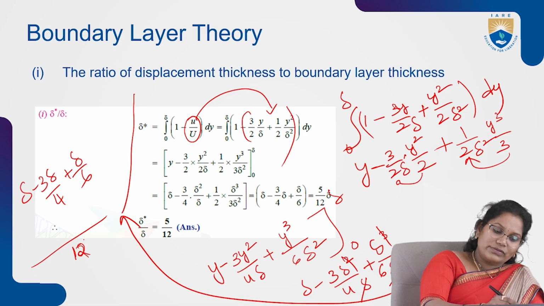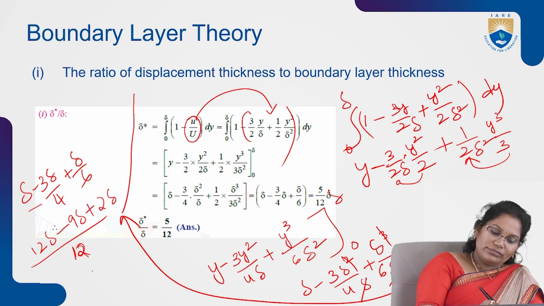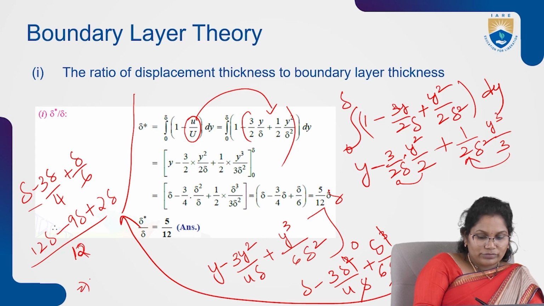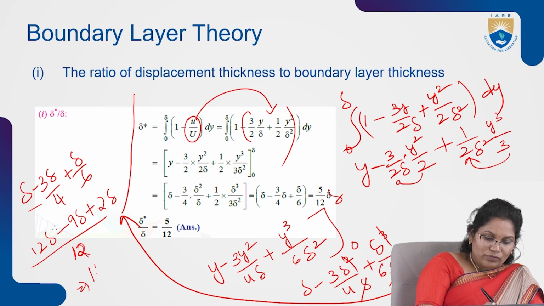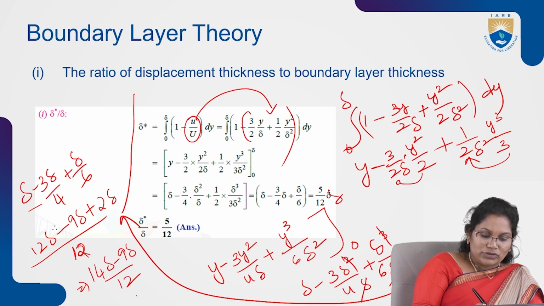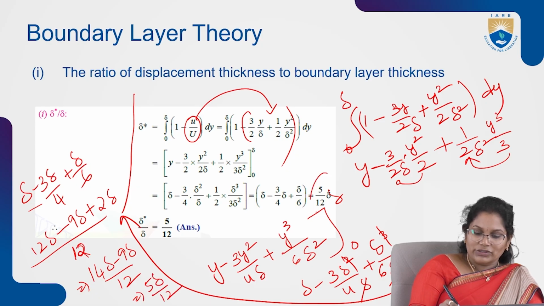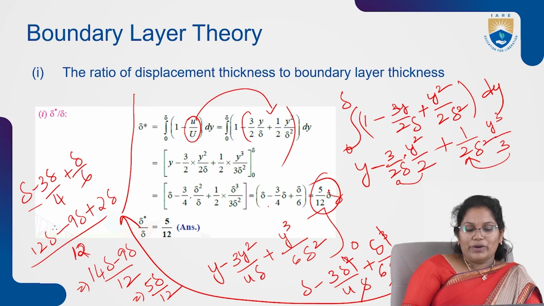In place of this 12, delta minus 3 delta: 3 threes are 9, 4 times 3, 3 threes are 9 delta, plus 2 delta. So when you clear this, 12 plus 4, 14 delta minus 9 delta by 12. So it will become 5 delta by 12. So this is the answer you will get. What is that? 5 by 12 delta.